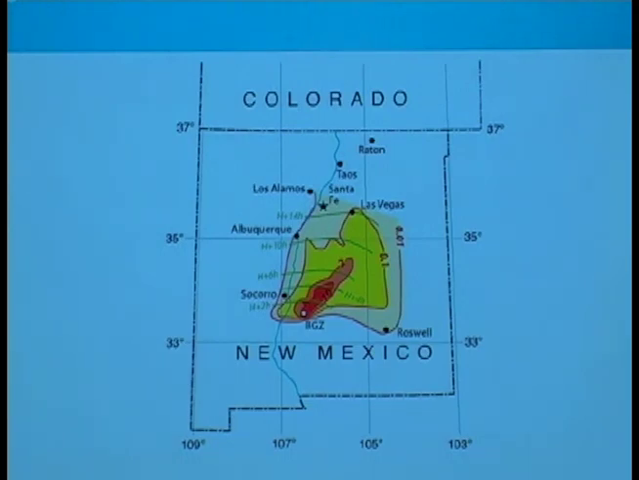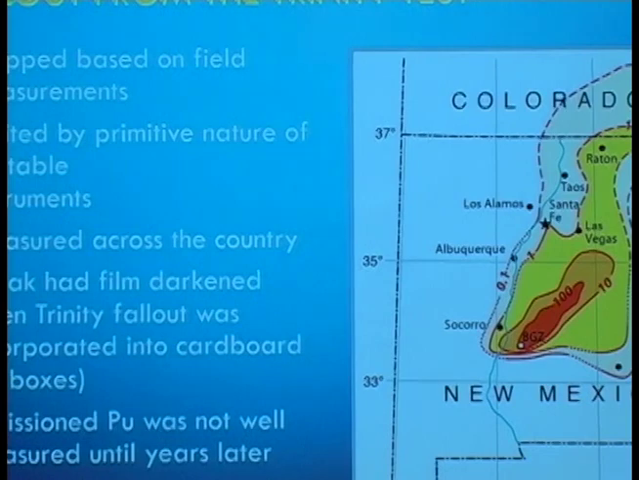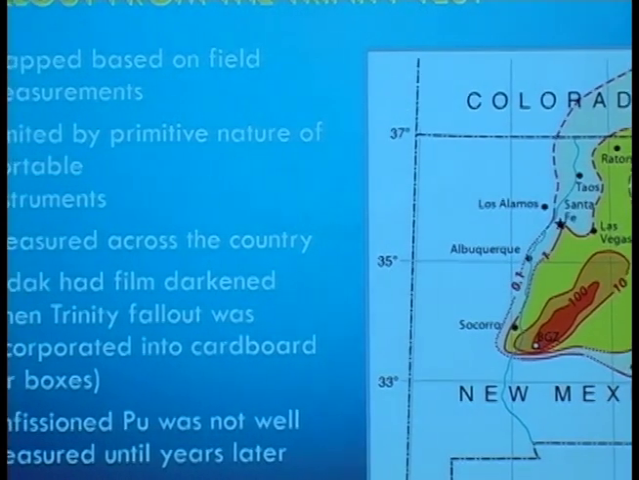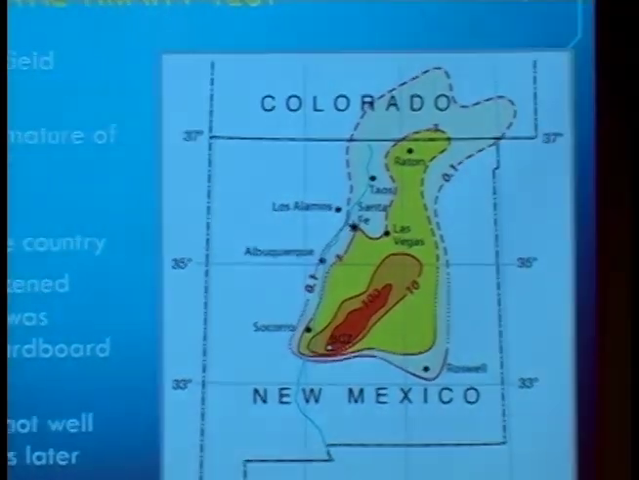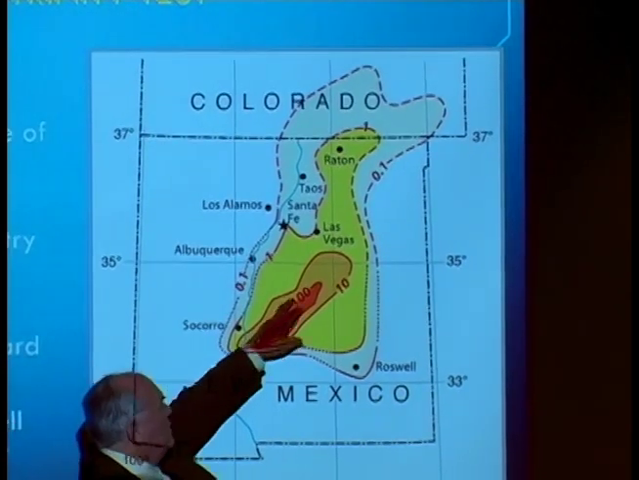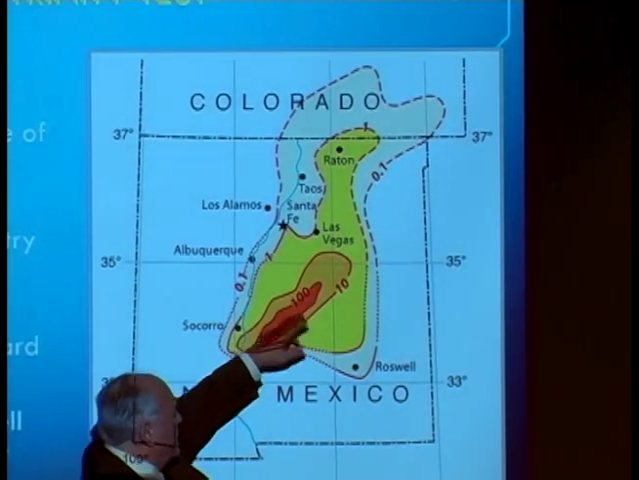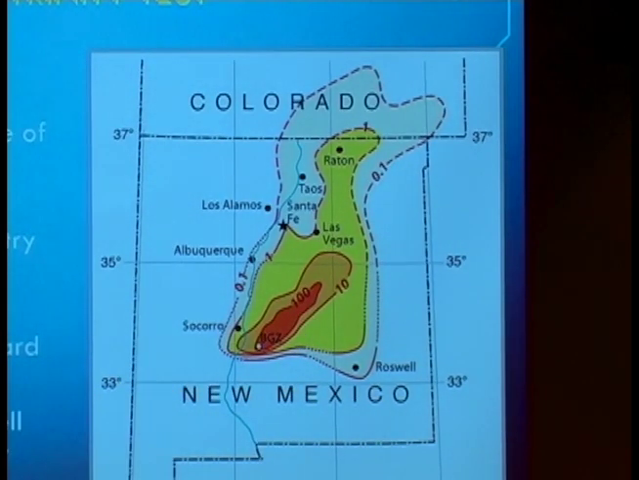So this is a figure I may turn back to later. This shows the figure at 12 hours. And you can see it's dropped by a factor of 100 at 12 hours. This curve now is 100 millirem per hour. I don't have the scale on that, I'm sorry. And it was mapped based on the field measurements. It was limited by the primitive nature of the portable instruments. It was measured across the country.